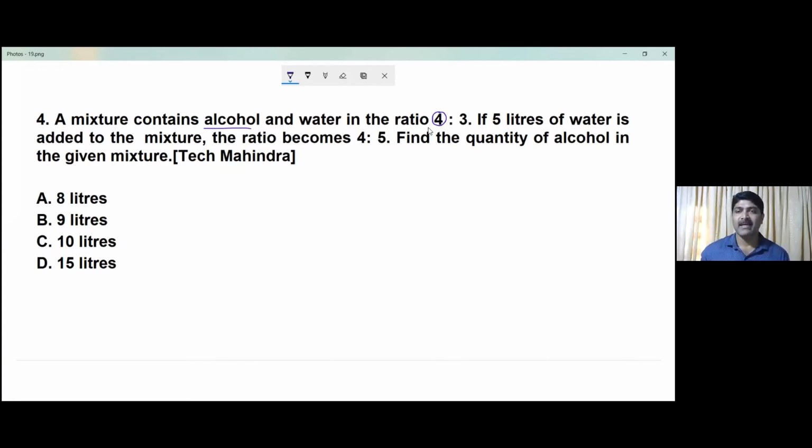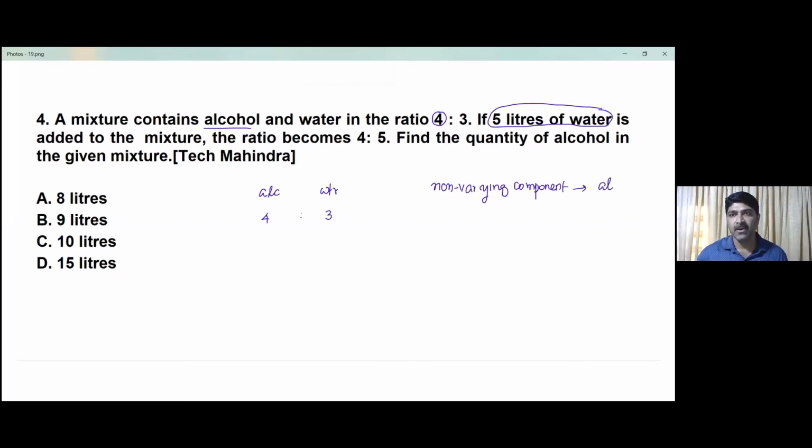So how can we find the right answer here? We just consider alcohol and water. Initially, alcohol and water are in the ratio 4:3. Here you have to understand which is the non-varying component. In such a question, you have to catch the point: non-varying component. This is the mantra for this type of question always. You have to understand which is the non-varying component. So we are adding additional quantity of water here. Therefore, the non-varying component in this case is alcohol.